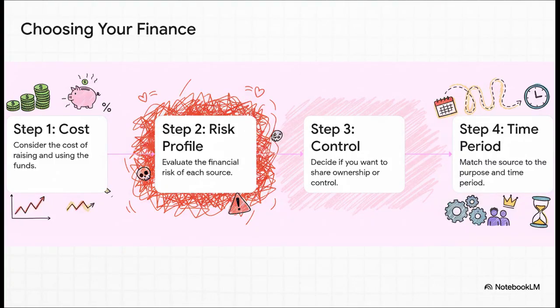So, a business owner just has to ask 4 simple questions. 1. What is the cost? How much interest or dividend will I have to pay? 2. What is the risk? Can I guarantee the repayment? 3. Am I willing to share control and ownership of my company? And 4, and this is crucial, match the time period. You should never use a short-term loan for a long-term project.